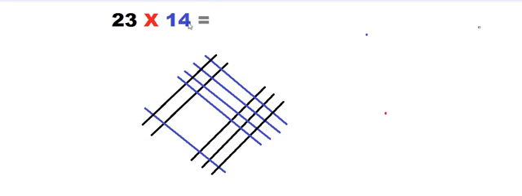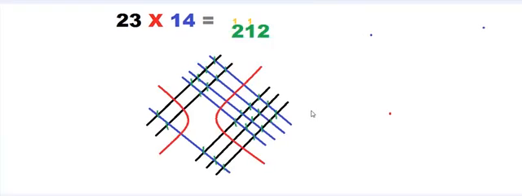Okay, you can see. Now we divide it into a few parts by drawing lines. So we have divided it into three parts and count the points. Here the number is 1, 2, 3, 4, 5, 6, 7, 8, 9, 10, 11, 12. So we have 12 intersection points in the first region. So we write 2 here and carry 1, because we can accommodate only one digit. So we carry 1 forward.